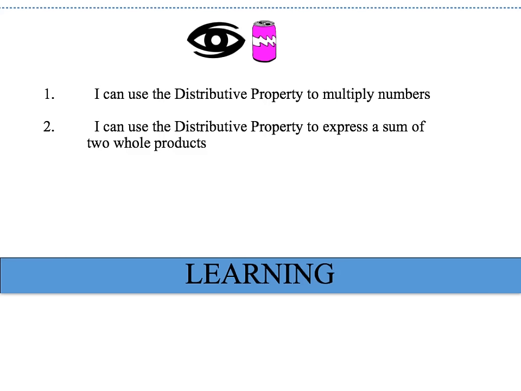This lesson has two learning objectives. The first one says I can use the distributive property to multiply numbers. And the second one says I can use the distributive property to express a sum of two whole products.